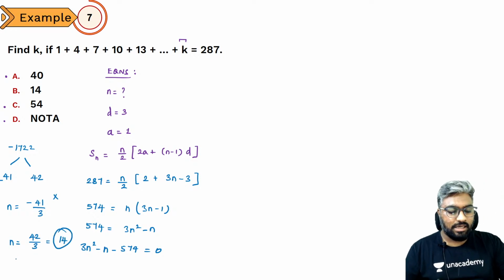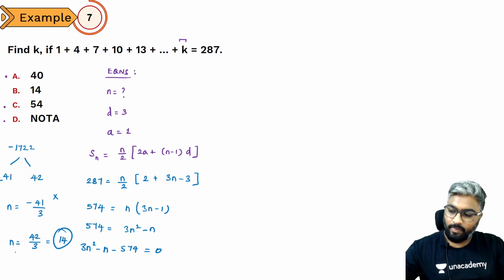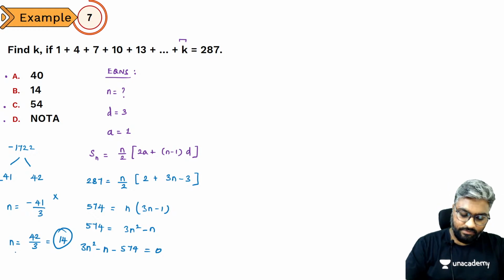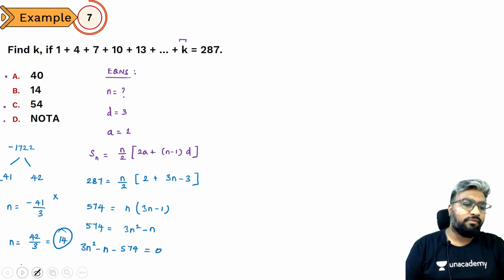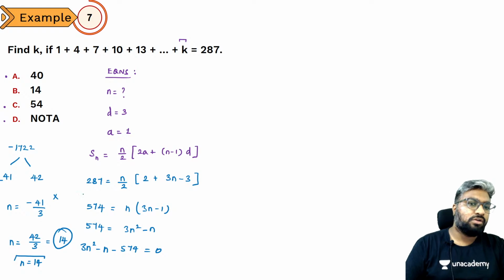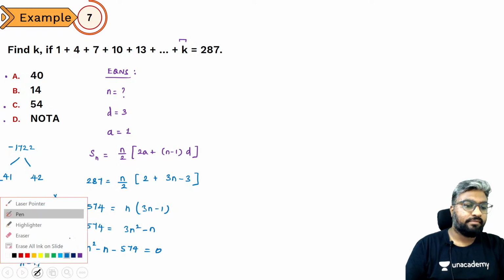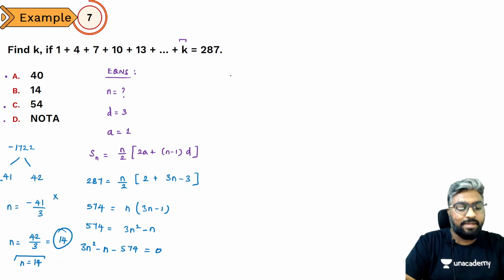Is that clear, guys? आ रहा समझ में ये? I hope you guys are able to feel this, हाँ? तो हमें n मिल गया 14. If n is equal to 14, all we have to do is what? Find out k. k क्या है? nth term basically, right?